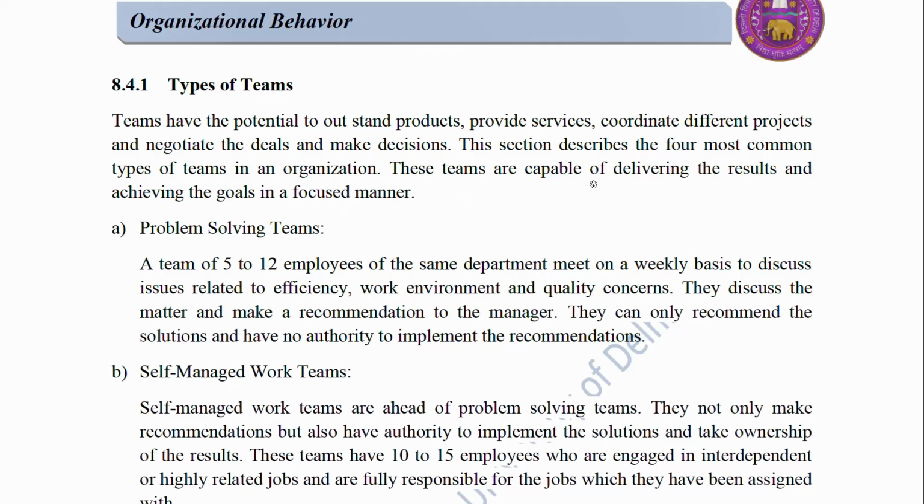Second, self-managed work teams. Self-managed work teams are ahead of problem-solving teams. They not only make recommendations but also have authority to implement the solutions and take ownership of the results. These teams have 10 to 15 employees who are engaged in interdependent or highly related jobs and are fully responsible for the jobs which they have been assigned.